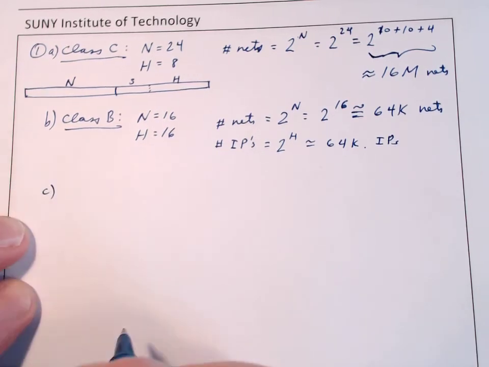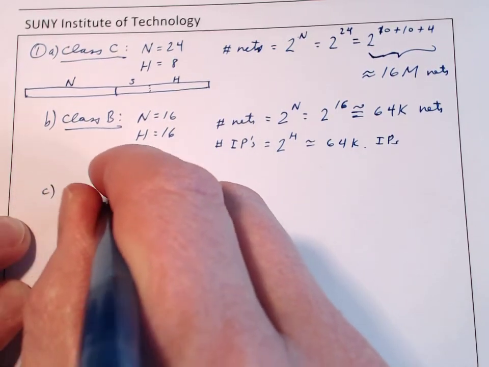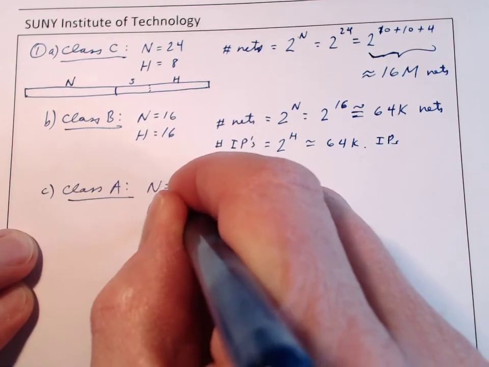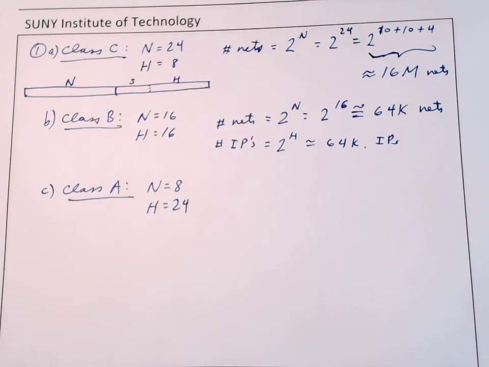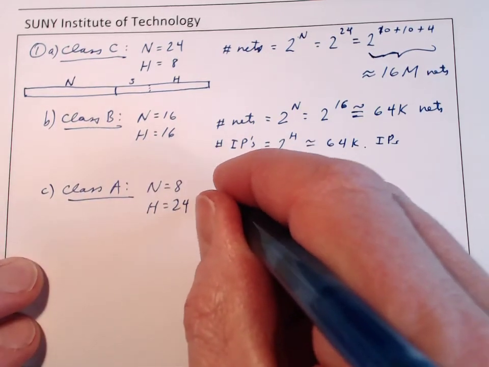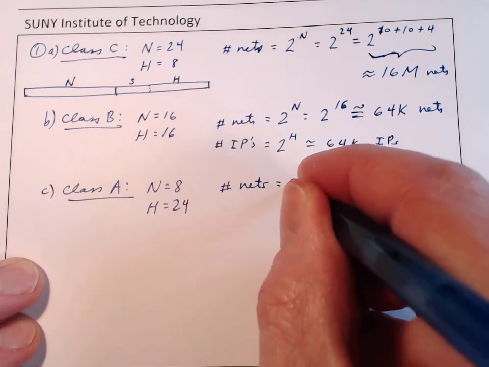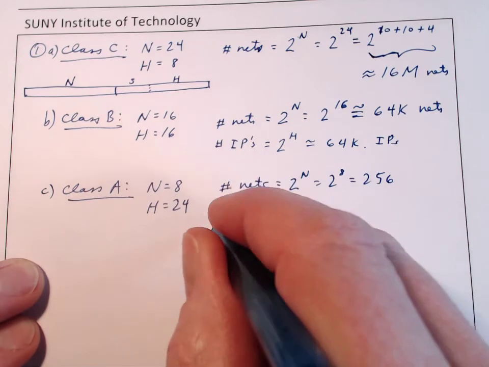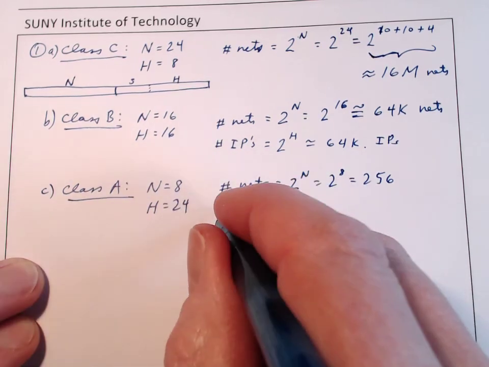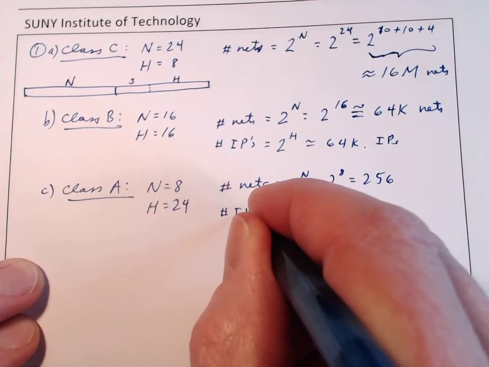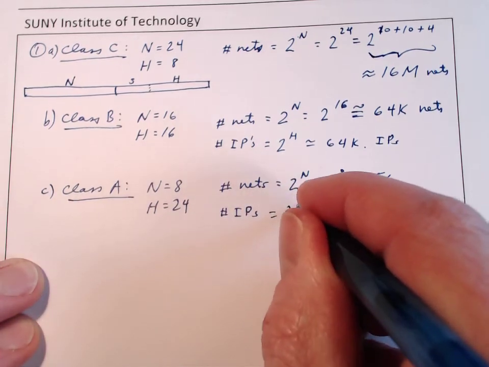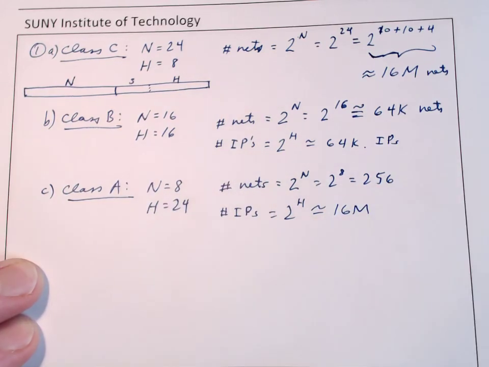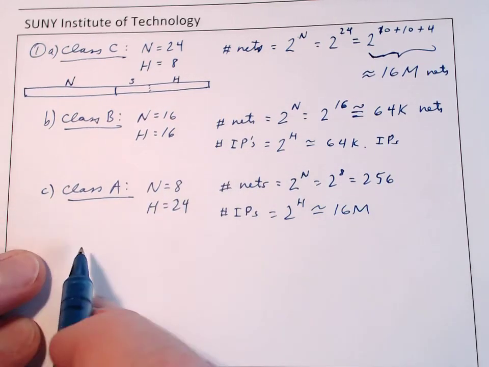Okay, and finally for part C, the Class A network, N is 8, H is 24, and there aren't so many of these networks. The number of networks is 2 to the n, or 2 to the 8th, which is 256. But each one of them is gigantic. The number of IPs per network is 2 to the h, which is this 2 to the 24th, or about 16 million.